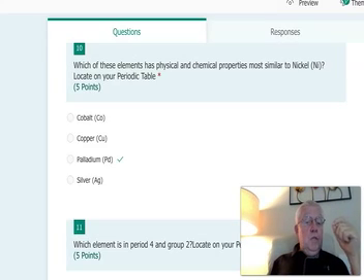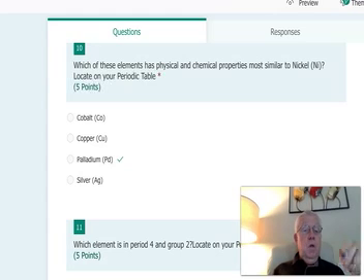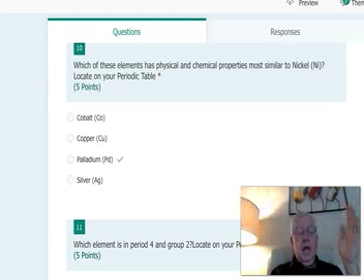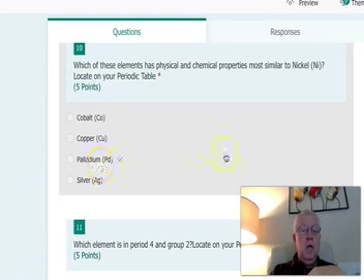So now, in number 10, which of these elements has physical and chemical properties most similar to nickel? Okay, so located on your periodic table. So here's the deal. We know that elements that are in the same column, the same group, the same family, have the same number of valence electrons, and are going to have similar properties. So we're going to go back here in a second, and we're going to look at nickel. And we're going to figure out whether or not cobalt, copper, palladium, or silver is underneath or above nickel.